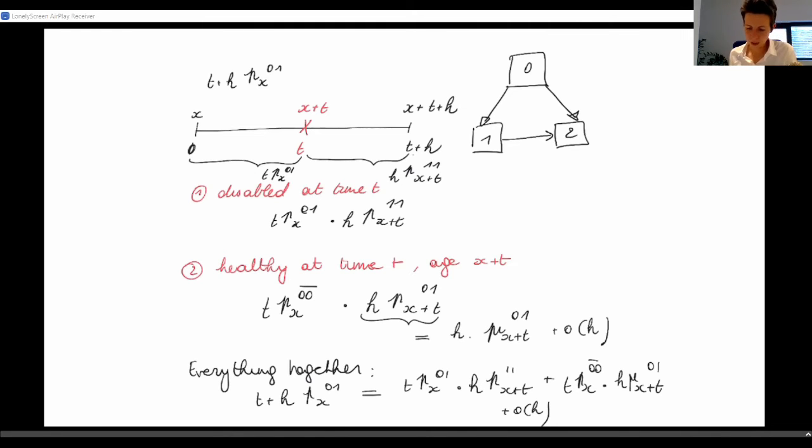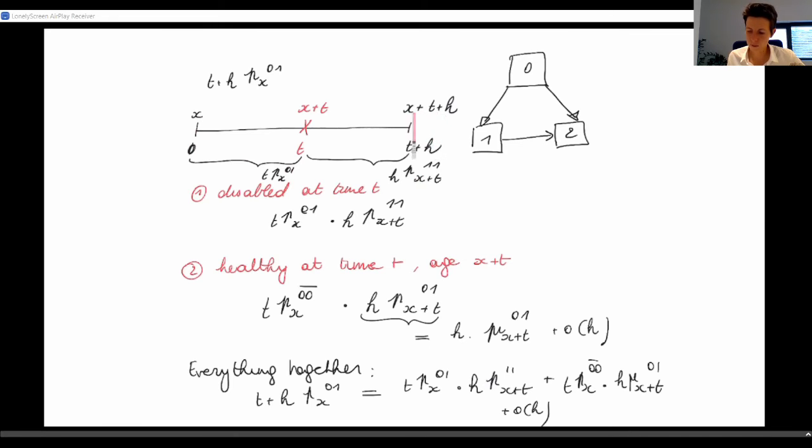Yeah. So once again, sorry for the interruption, which sort of broke my explanation and my concentration. But what I'm doing here is I'm going to start with somebody aged x in state 0, and I'm going to wonder what's the probability that you will end up in state 1 at age x plus t plus h.